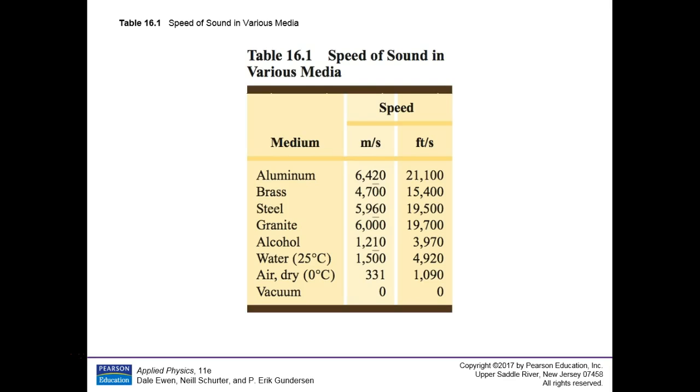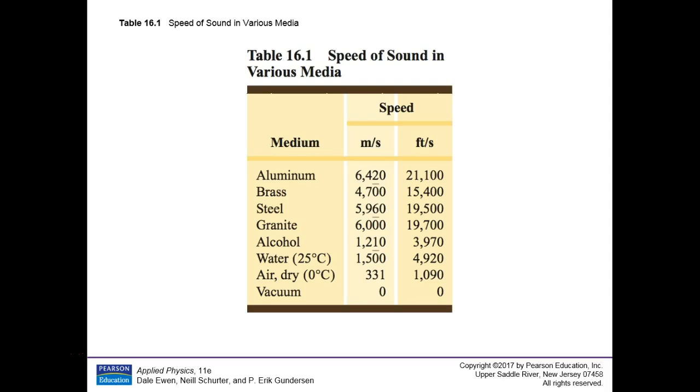Okay, so here are a few of our media. Aluminum. Boy, look at that, 6,420 meters per second, as opposed to 331 in air. Brass, not quite as dense as aluminum, so 4,700. Steel, those rails on the railroad track, almost 6,000. Granite, whoa, that's rock, 6,000. Alcohol, denser than air, but not nearly as dense as any of those others, is about 1,200. Water, about 1,500. Air, of course, 331.